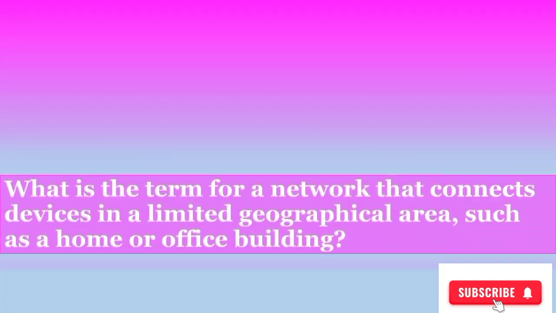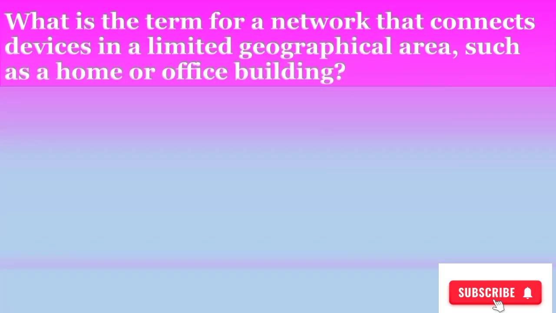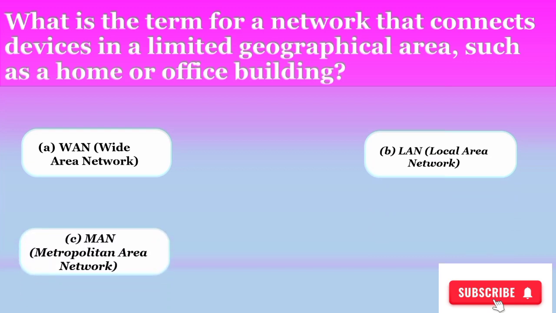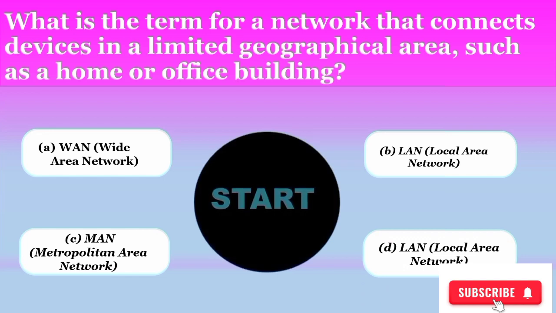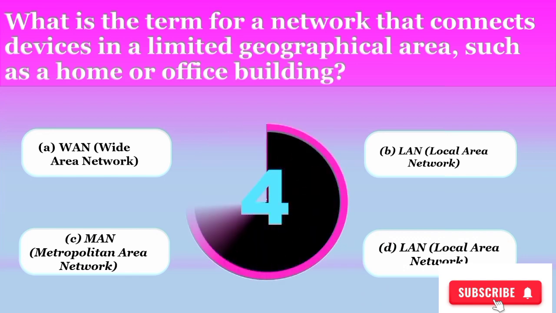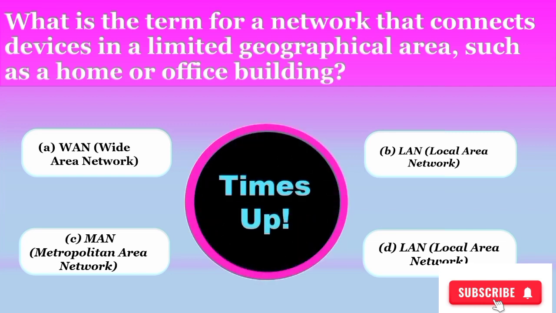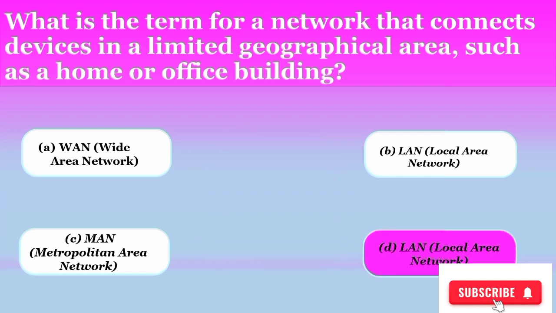What is the term for a network that connects devices in a limited geographical area, such as a home or office building? A. WAN. B. LAN. C. MAN. D. LAN. The correct option is option D, LAN.